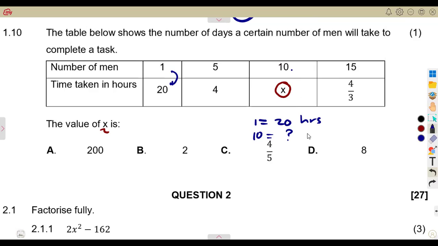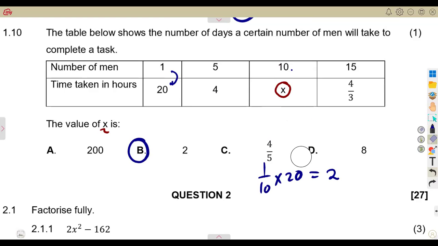Guys, this is supposed to be less than the more number of people, the lesser time taken. So if it is less, it's going to be 1/10 times what? Times 20. And that was going to be 2. So meaning to say answer was going to be 2 hours. You can use any proportion, guys. You can use any of these. You can even use this one.